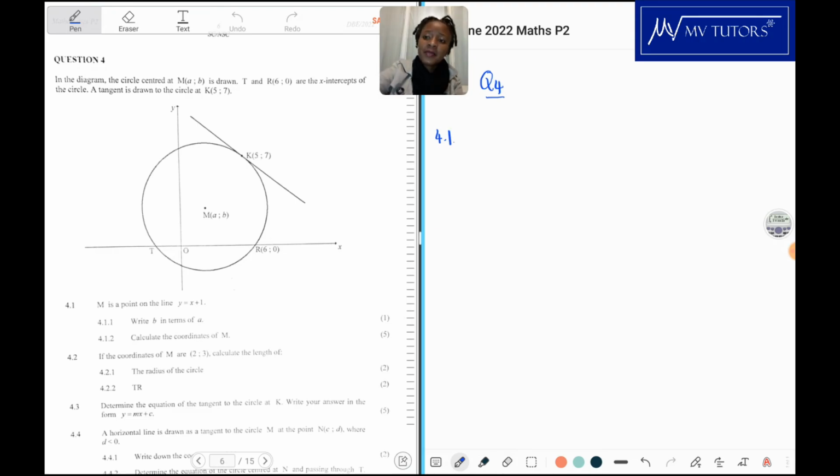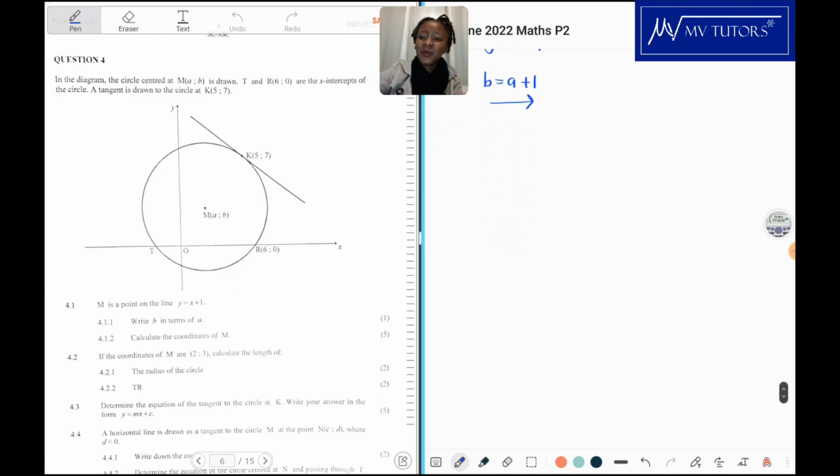So if M is a point which has A and B as the coordinates, and they tell you that it lies on the line y is equal to x plus 1, the one thing you're going to think of doing is substituting the coordinates of M in this equation. So for the y you would have B, for x you'd have A, so B equals A plus 1, and there you have your 1 mark.